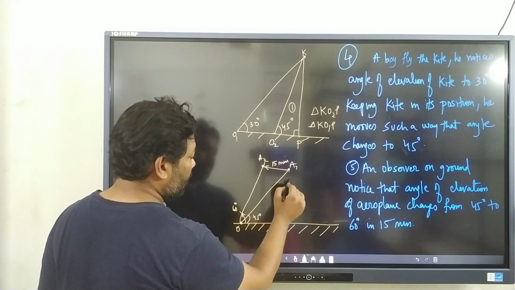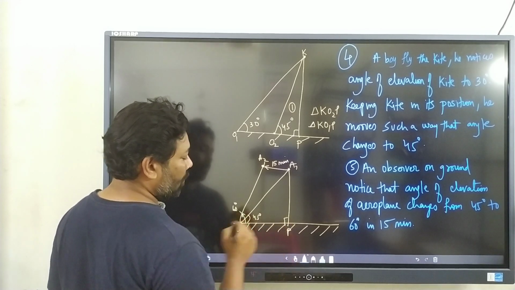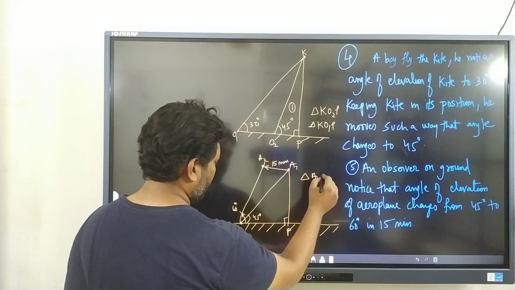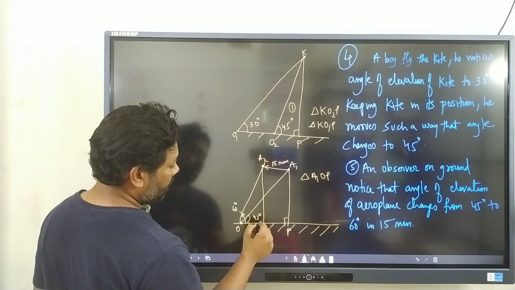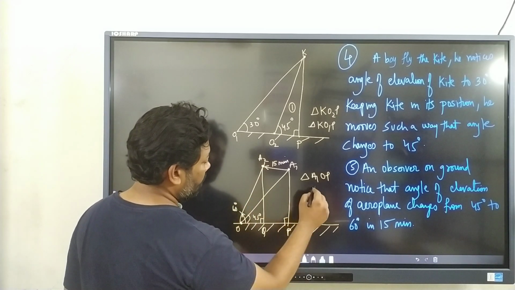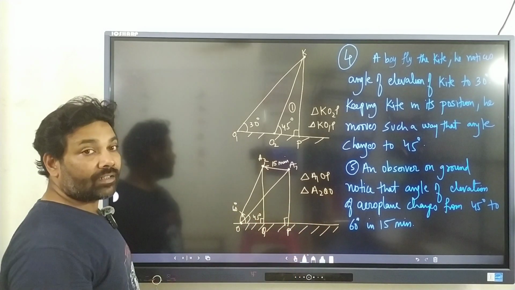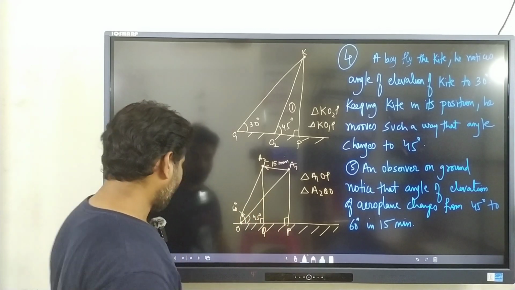So once again, drawing a perpendicular from A1, right? Let's say this is the point P. So this is one triangle, A1 OP, and then you'll have one more triangle here, right? Let's say this is Q. So A2 QO is another right angle triangle, right? So from these triangles you can do the required calculations.